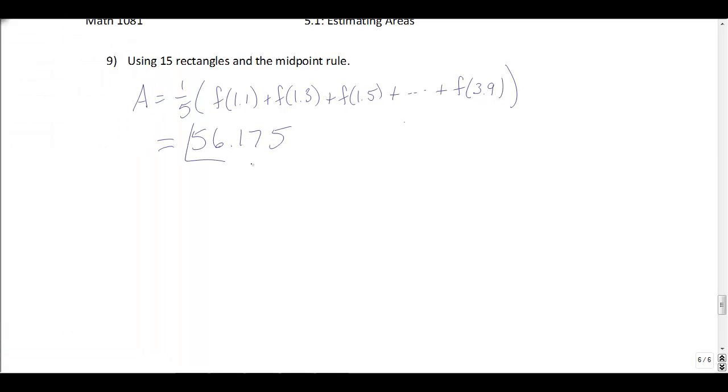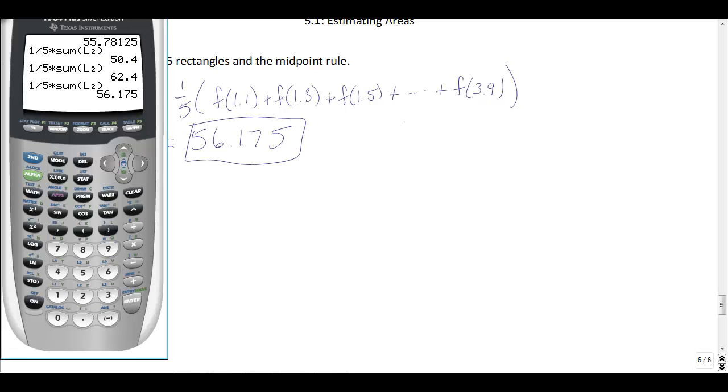So really that's maybe our best estimate. You'll notice here, there's our last three estimates. It's pretty much in the middle of 50.4 and 62.4. Not quite, that'd be 56.4, but we're pretty close.